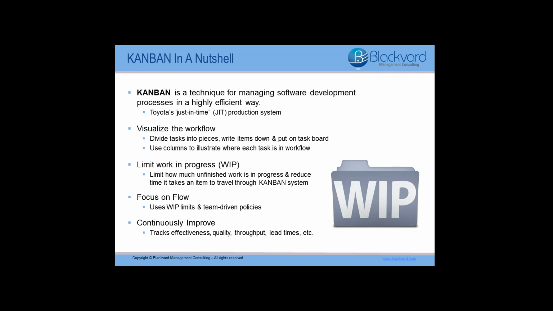And finally, the last principle is to continuously improve. Once the Kanban system is in place, it becomes the cornerstone for a culture of continuous improvement. Teams measure their effectiveness by tracking flow, quality, throughput, lead times, and more. Experiments and analysis can then be used to change the system to improve the team's effectiveness.